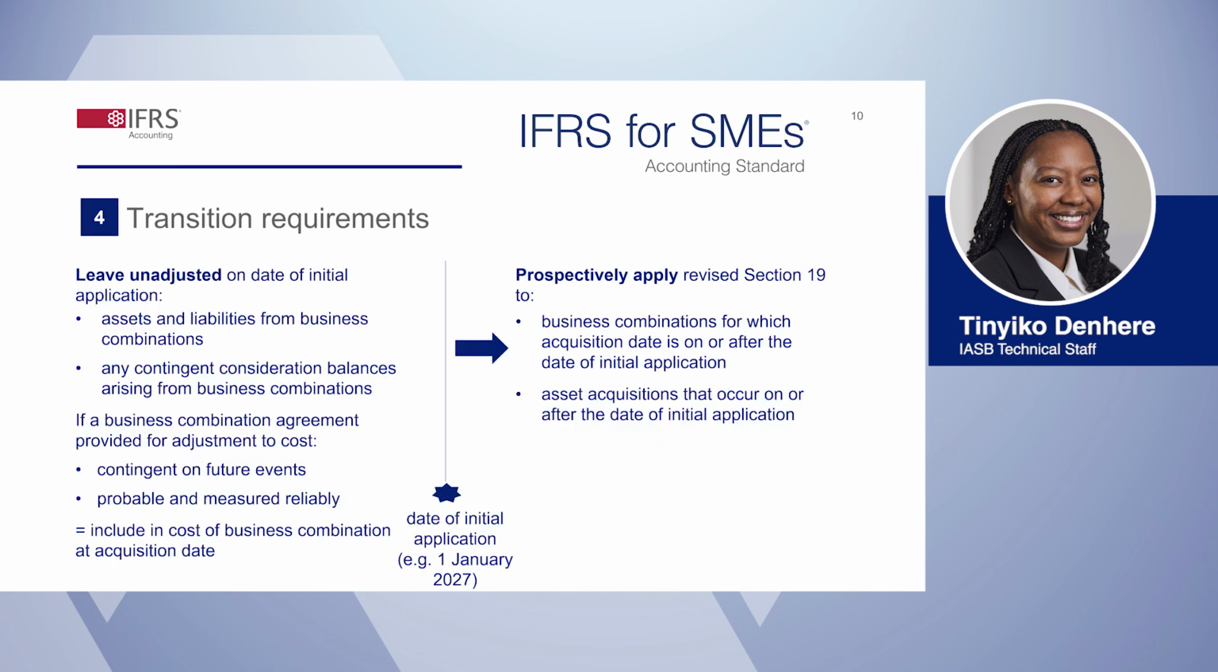Finally, the transition requirements for SMEs moving from the second to the third edition of the standard are written to make this transition achievable for SMEs. This transition approach means that SMEs don't need to restate most aspects of business combinations that happened before the date they initially applied the third edition of the standard. The only exception is for some contingent consideration for which the requirements of Section 19 have changed. In these cases, an SME would need to restate the cost of the combination and subsequent accounting for the contingent consideration.